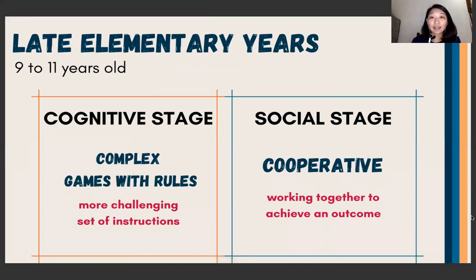Moving on to the late elementary years, 9 to 11 years old, children cognitively engage in complex games with rules, in which they understand more challenging sets of instructions, those with multiple rules, and it requires more strategy taking and problem solving. Socially, they are cooperative in working together to achieve outcomes, may it be winning together in a game or simply completing an art project together.